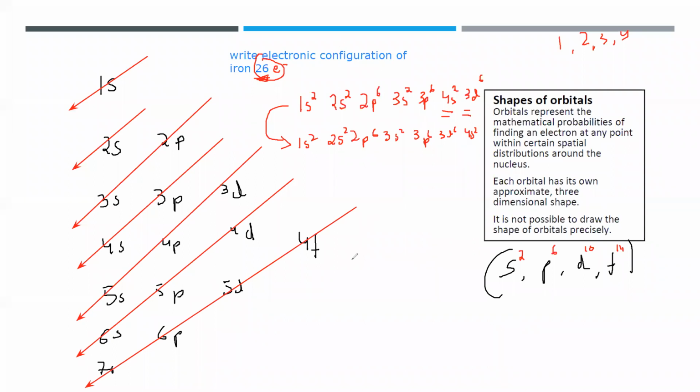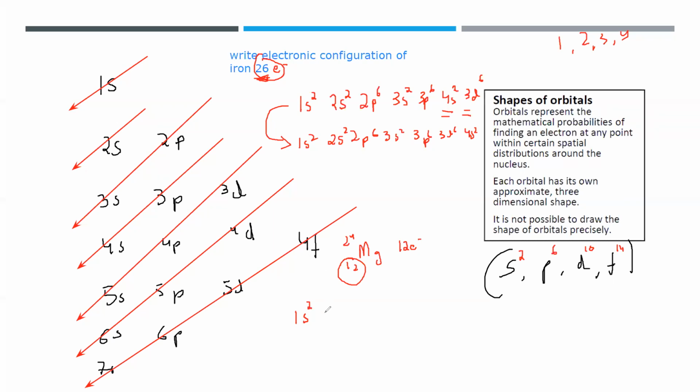Then another example, if I say magnesium. Magnesium is 12 and 24, so the magnesium atom has 12 electrons. First it will go to 1s, and how many should be there? Because s can hold a maximum of 2, it will be 1s2.